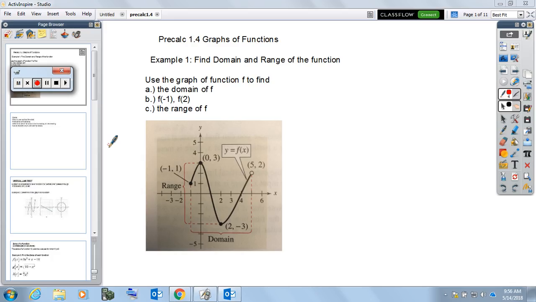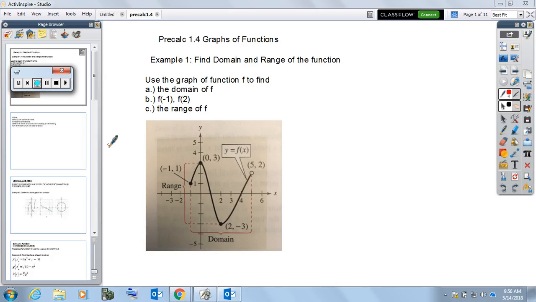All right, ladies and gentlemen, so we're opening up 1.4's discussion, and as we talk about 1.4, guys, we're going to just open up a very quick example of domain and range, and then we'll see why we're diving into some of this stuff. So use the following graph to find 1, the domain, 2, f of -1 and f of 2, and then 3, the range. So let's take a look here.